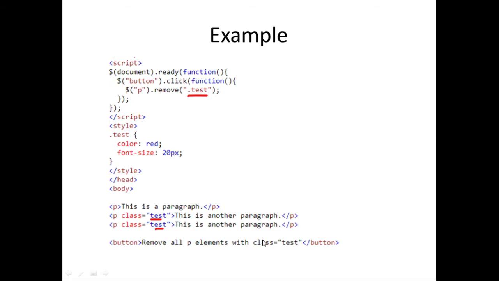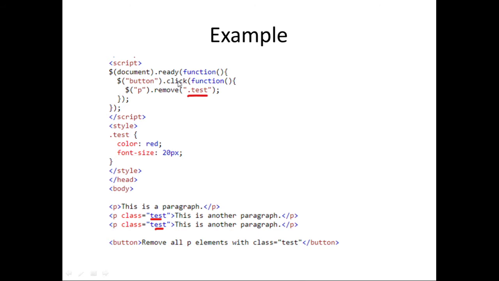So as an example, we have here three paragraphs, and two paragraphs with the class test. Okay, so 1, 2, 3 paragraphs, and two paragraphs with the class test. And then we have here a button to remove all p elements with class equals test. So once we click this button, we have here now our jQuery code.